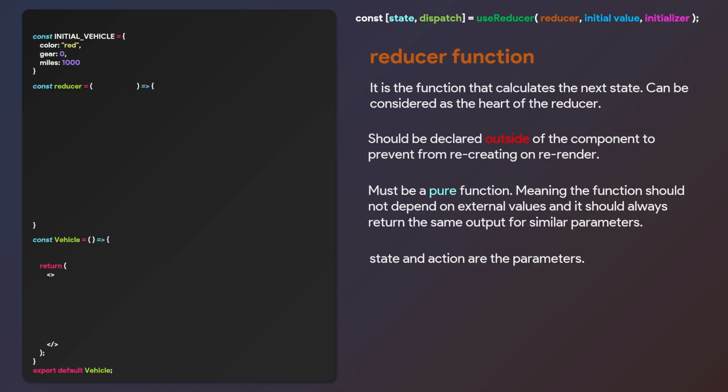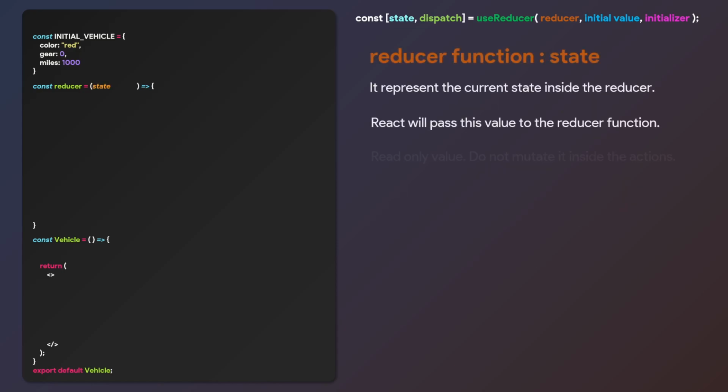This function is always declared outside of the component so that it would not get re-created every time. And this function should be a pure function, meaning it should not depend on external values and it should always return the same output for the same parameters. This function accepts two parameters. First is the state and the action is the other one. The state parameter represents the current state inside the reducer. As developers, we do not need to worry about it because React will pass that value for us. And always remember, it is a read-only value. Do not mutate it inside the actions.